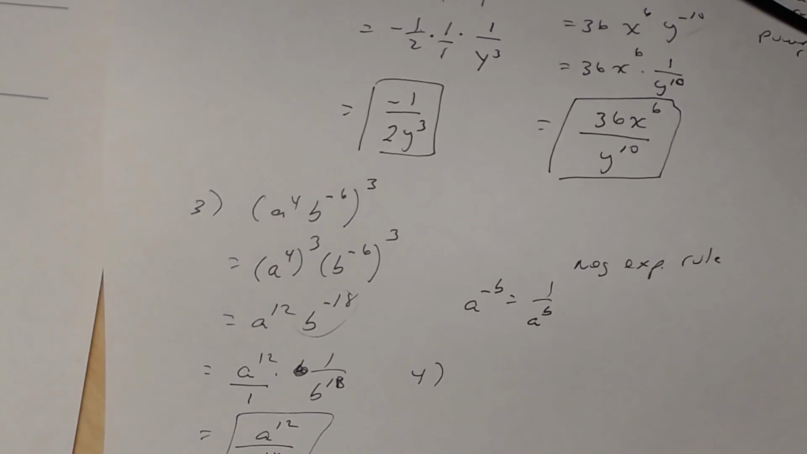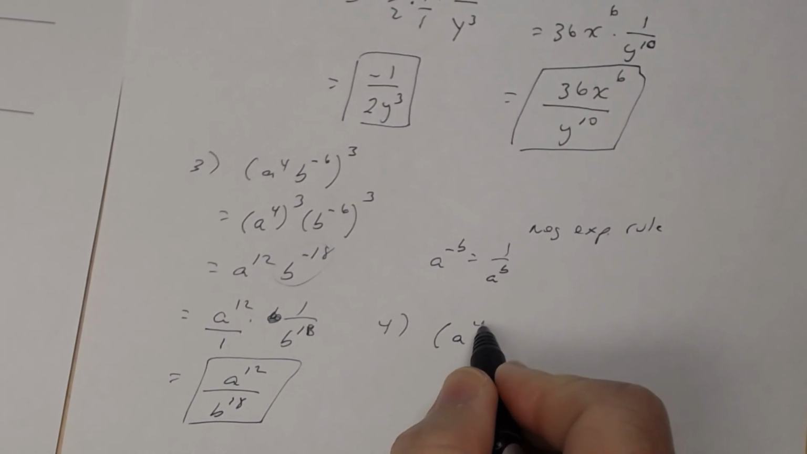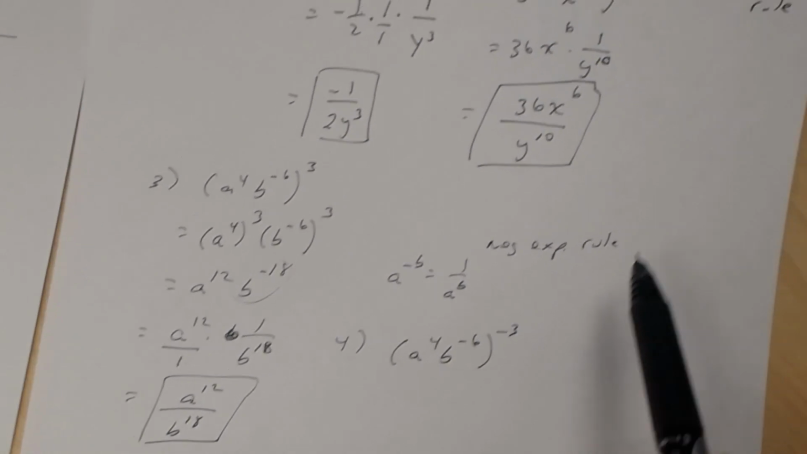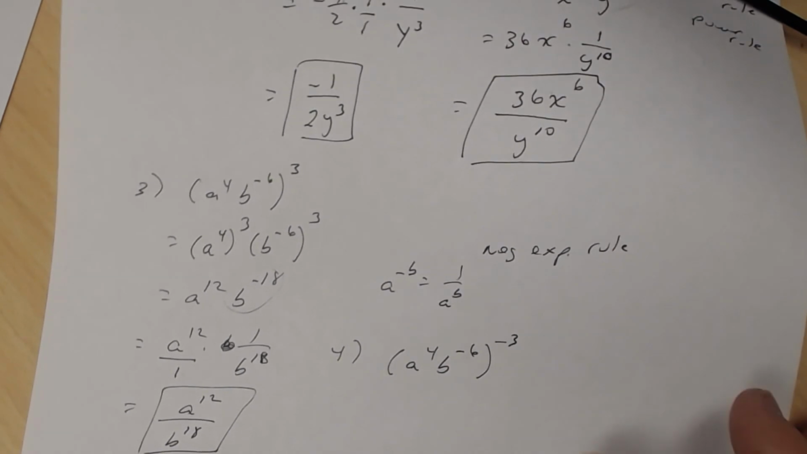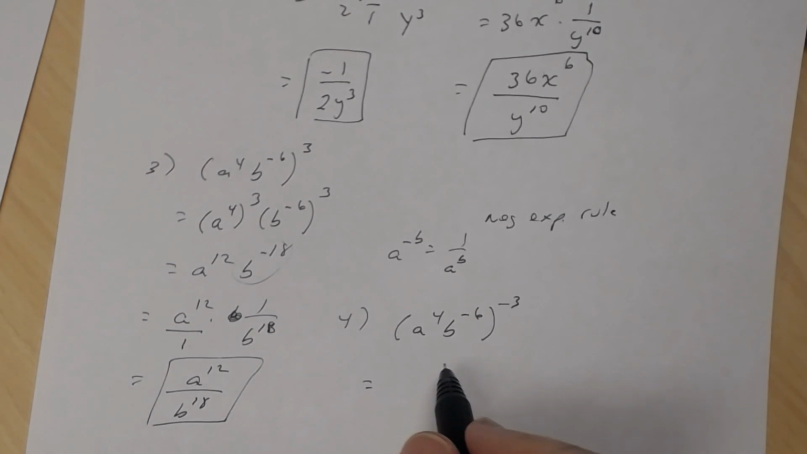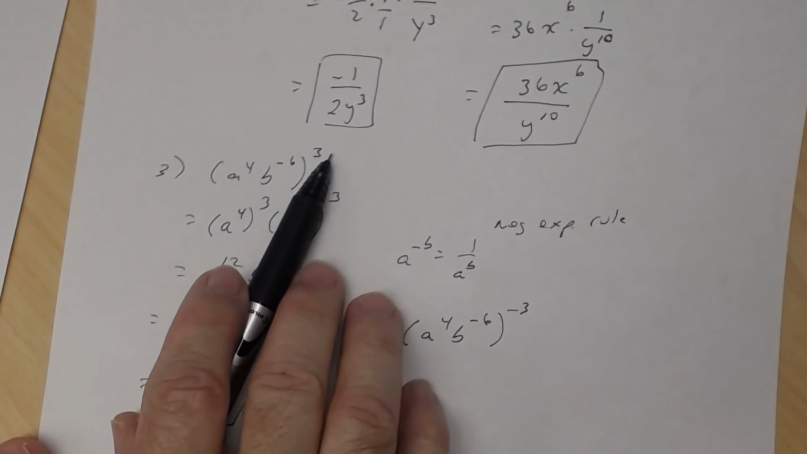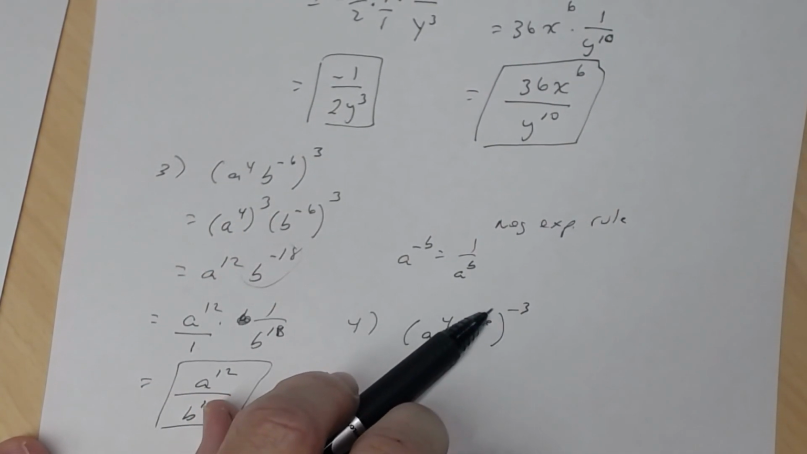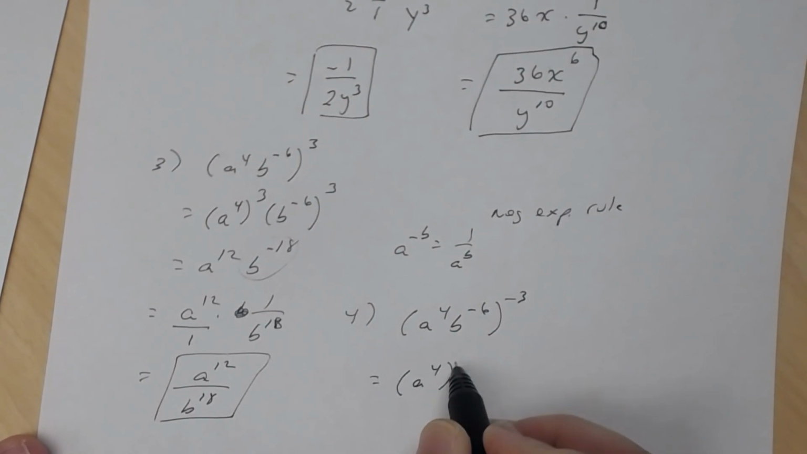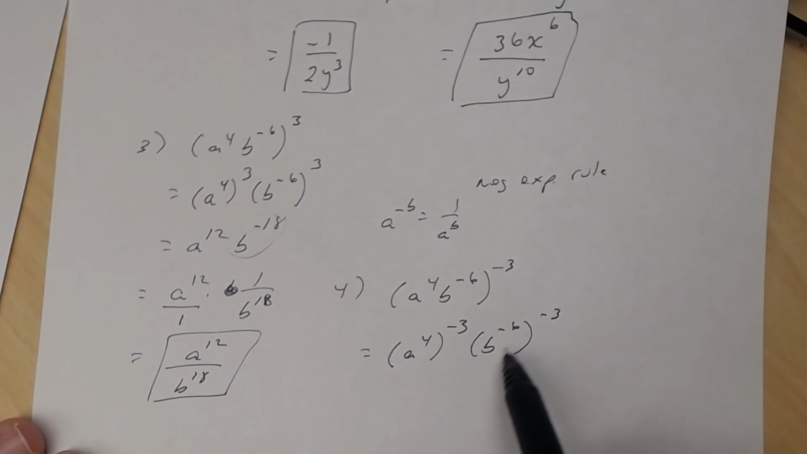Okay, number 4, this is what you have for number 4. You have a to the 4th, b to the negative 6, all raised to the negative 3rd power. So again, you're using the power of a product rule first. Oops, that's the one we just did, didn't we? No, I'm sorry. Notice the difference between 3 and 4 is that the outer exponent is 3 here, and negative 3 here. Let's see what the answer would be. I get a to the 4th to the negative 3rd times b to the negative 6 to the negative 3rd. Now I'm going to use the power rule in both of these.